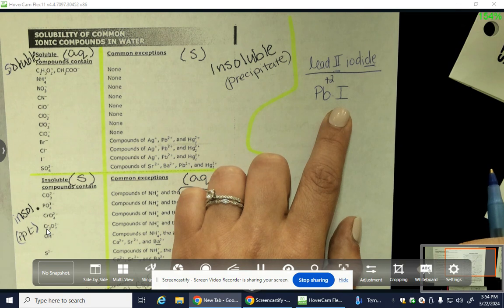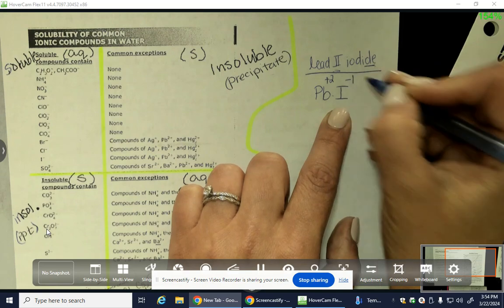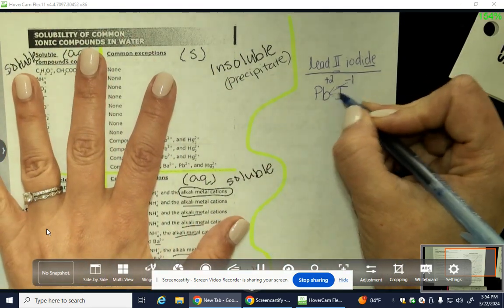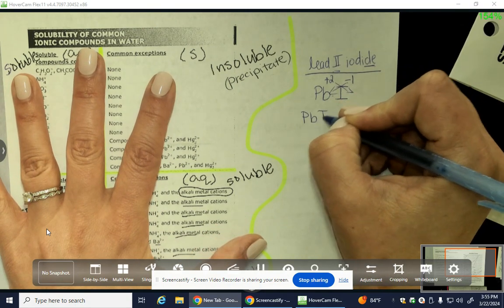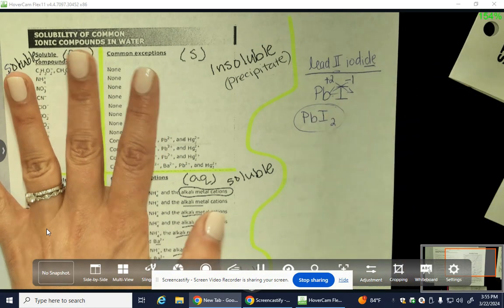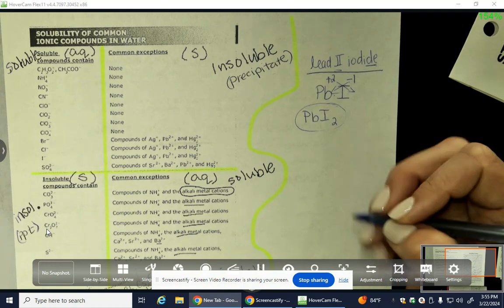That one you can look at the resource page if you want. He's in group 17, I think. -1. Good. So once we have our charges, we take them, we're going to crisscross them. So our formula is PbI with a little 2. That's going to be what we're going to base our notes off of. Okay? PbI little 2.